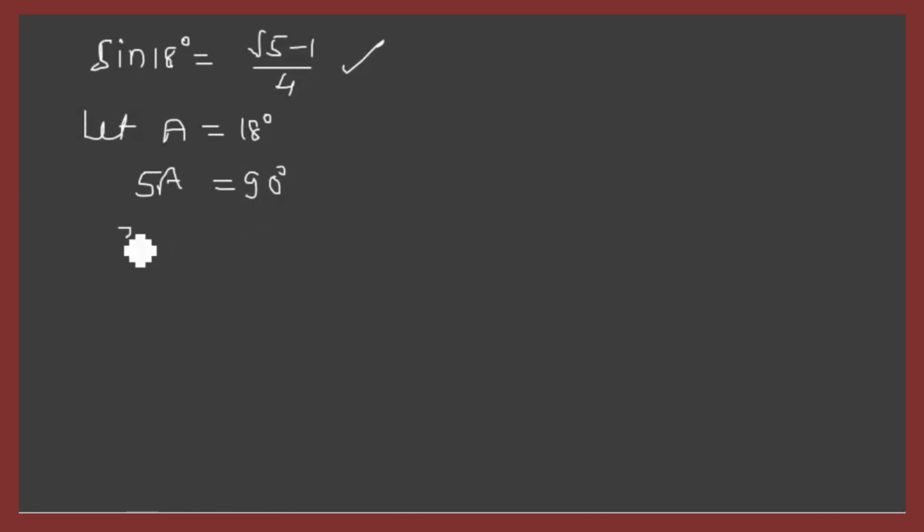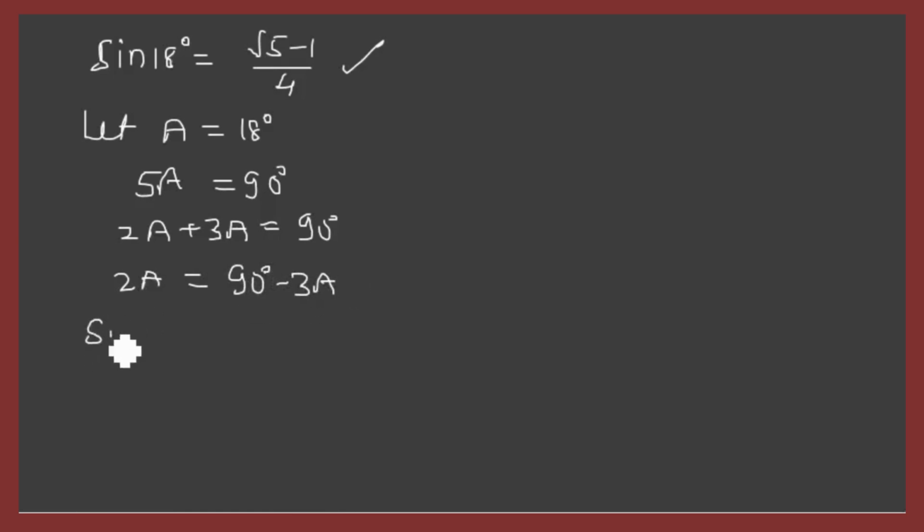Now I write this as 2a plus 3a equal to 90 degree. Now I take this 3a to the other side, so 2a equals 90 minus 3a. Now I take sine on both sides. So this is sine 2a equals sine of 90 minus 3a, and sine of 90 minus 3a is cos 3a, right?